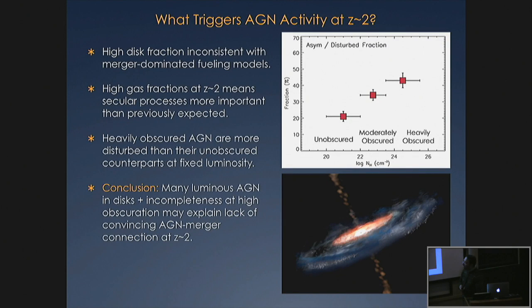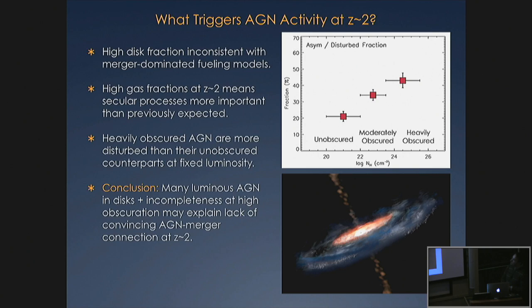So what triggers AGN activity at redshift 2? Well, we found with CANDELS so far that there's a high disk fraction at redshift 2, which is inconsistent with merger-dominated fueling models. We think we understand why this is, and it has largely to do with gas fractions at redshift 2: the high gas fractions lead to secular processes being more important than we previously expected. But that said, we do find heavy obscuration is correlated with disturbed morphologies. And so it could very well be that this combination is the reason why we're not finding a convincing AGN-merger connection when you look at the ensemble X-ray detected AGN population at redshift 2.